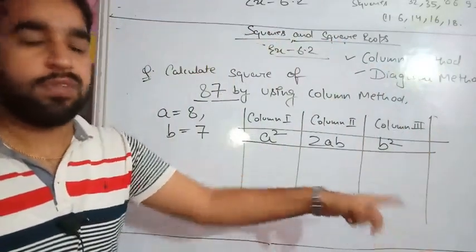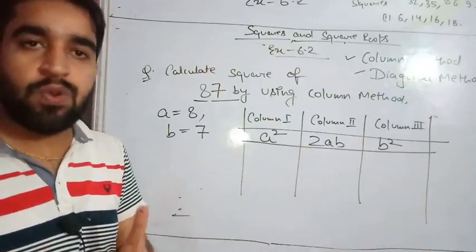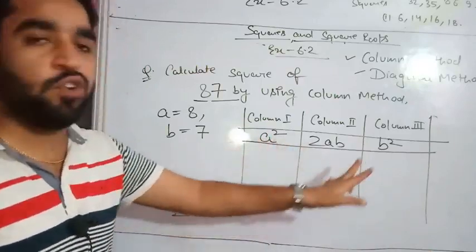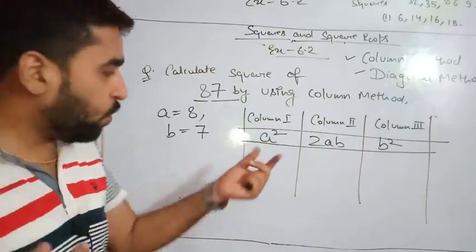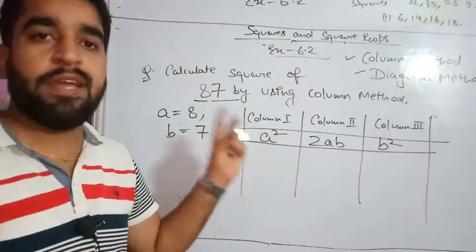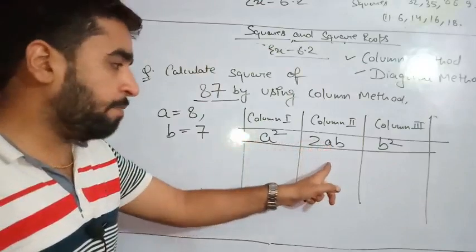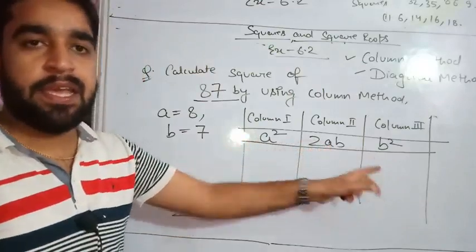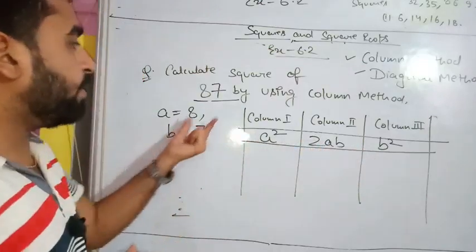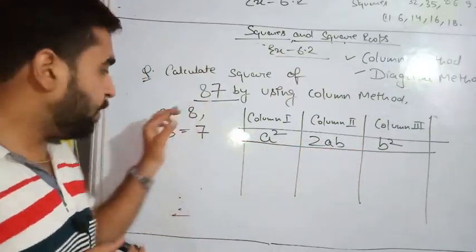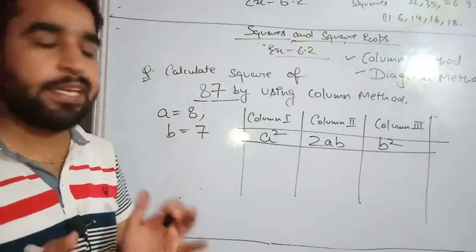Later you will come to know why we are learning this. When we solve algebraic expressions, by your own you will understand why this is A square, 2AB, B square. That's one identity, but in a later chapter you will study this. So right now for column method you have to learn. We have to create 3 columns. One column we will name A square, another column 2AB, another column B square. And the limitation of this column method is that we can only calculate the square of a 2-digit number, because we have 2 numbers, A as well as B. So remember the limitation as well.